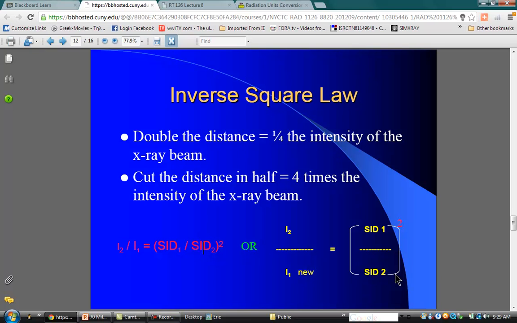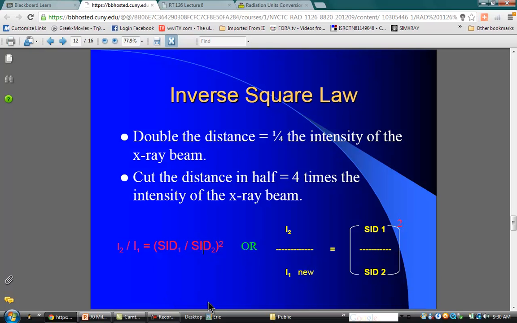The inverse square law specifically says that if you double the distance, you'll end up with a quarter the intensity of the X-ray beam. If you cut the distance in half, meaning you're closer, going from 40 inches to 20 inches, or let's say 72 inches to 36 inches, you're going to have 4 times the intensity. In other words, 4 times more photons, 4 times more exposure.